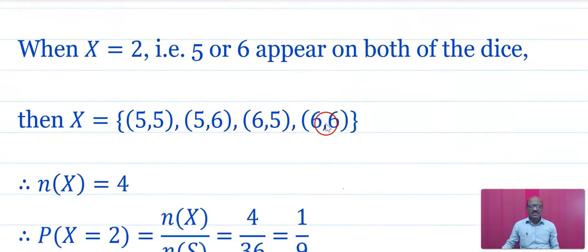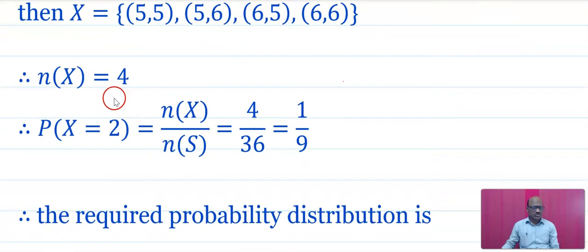That is equal to 4 upon 9. When X is equal to 2, that is, 5 or 6 appears on both of the dice, that is X equals {5,5; 5,6; 6,5; 6,6}. Therefore n(X) is equal to 4. Therefore the probability of X equal to 2, that is, both dice have a number greater than 4, is n(X) upon n(S), that is 4 upon 36, which is equal to 1 upon 9.